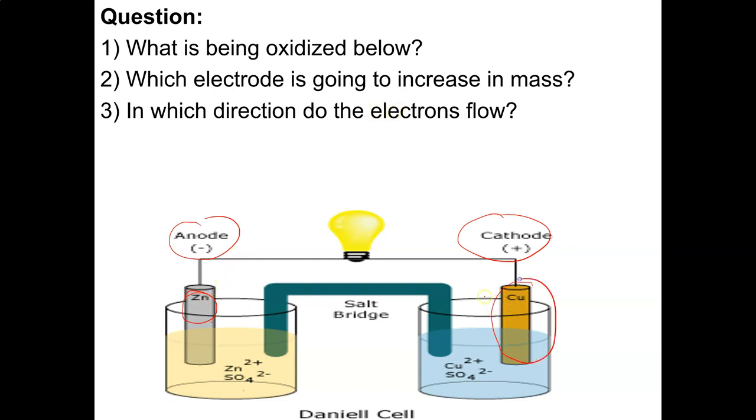Which electrode is going to increase in mass? The cathode, right? It's always the case. The cathode always increases in mass. In which direction do electrons flow? Always from anode to cathode. Always.